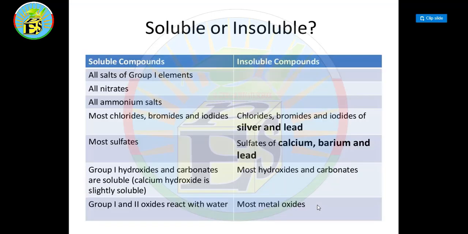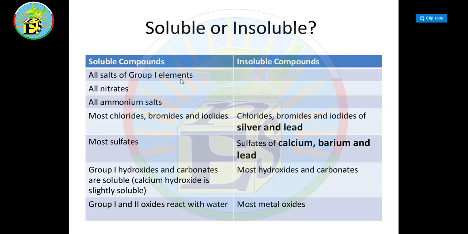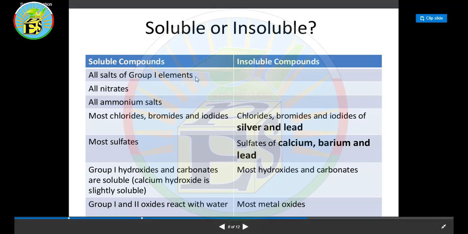Now we will come to see which are soluble and which are insoluble compounds. Soluble compounds: all salts of group 1 elements. If you will see your periodic table, in group 1 elements, all the salts are soluble. All the nitrates, the salts produced from nitrates will be soluble. All the ammonium salts will be soluble. Most chlorides, bromides and iodides will be soluble. Sulfates will be soluble.